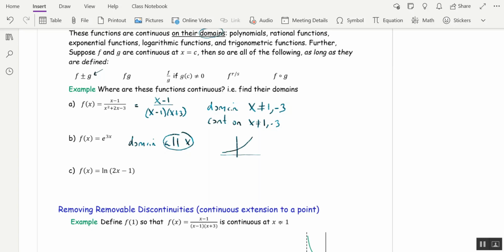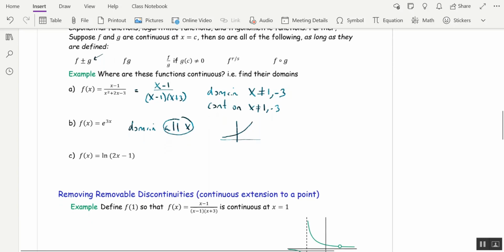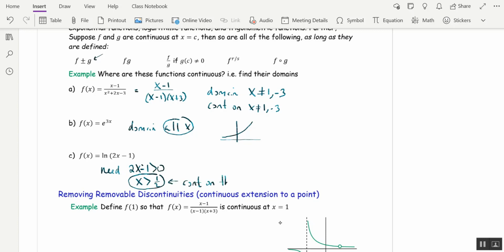All right, and logarithm, we know that to find the domain of a logarithm, we take the argument out and we set it strictly greater than 0. So that would be x greater than 1/2. That's the domain, and that is also the interval on which f of x is continuous. So continuous on this interval.